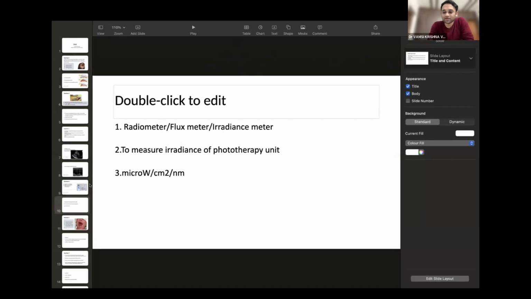Ideally, all the NICUs nowadays are using LED phototherapy lights. Over a period of time, with certain hours of use, the equipment will lose its irradiance power. So we need to measure this irradiance monthly or every fortnight. At least it should generate around 20 to 30 microwatt per centimeter square per nanometer, because below that the intensity of the phototherapy is not adequate, and your jaundice might not improve.